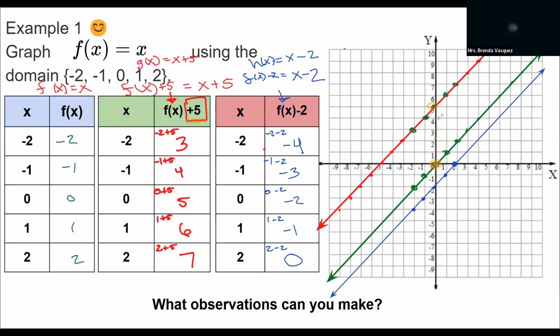Did the same happen to every single point that I had in my original function? Let's go ahead and try it out. Whenever I was at -2, is right here, -2. What happened to it? Did I add 5? 1, 2, 3, 4, 5. So I added 5. What about to -1? 1, 2, 3, 4, 5.